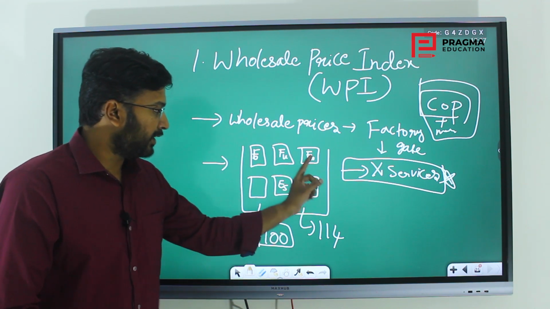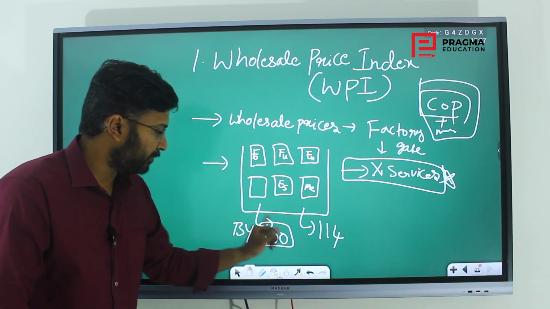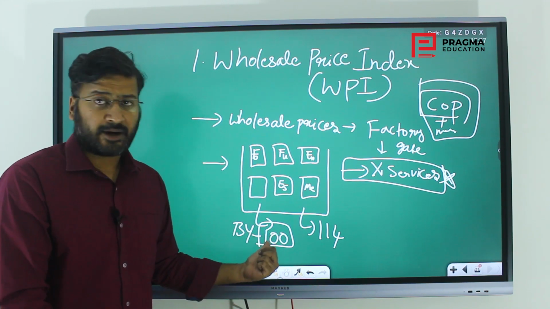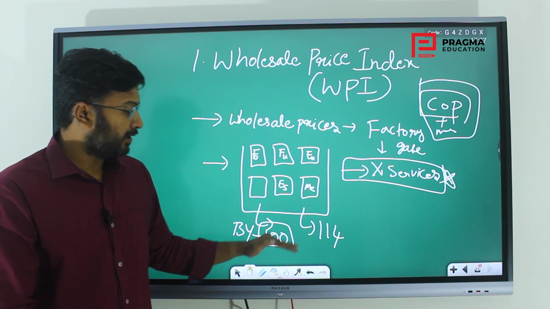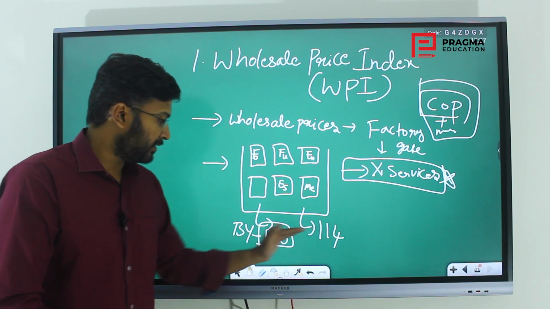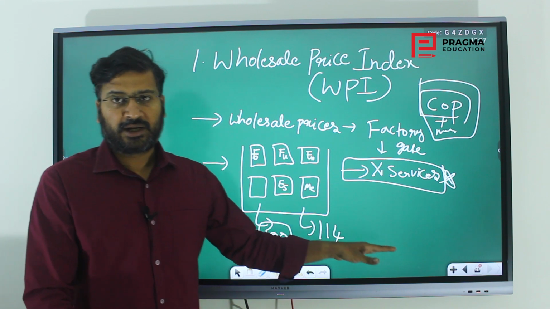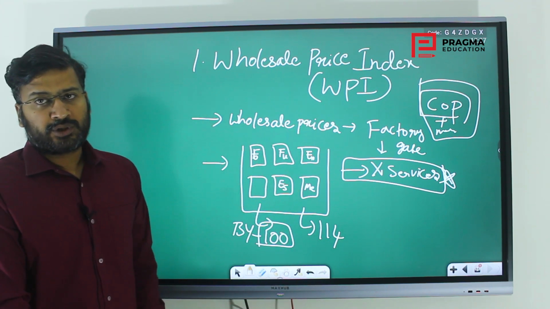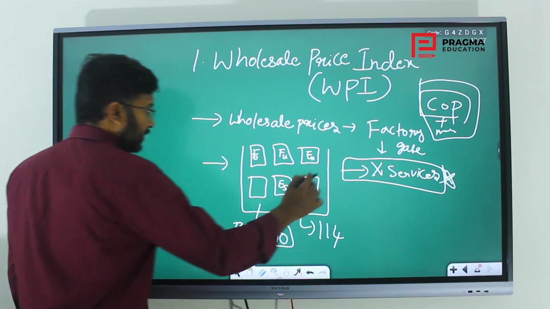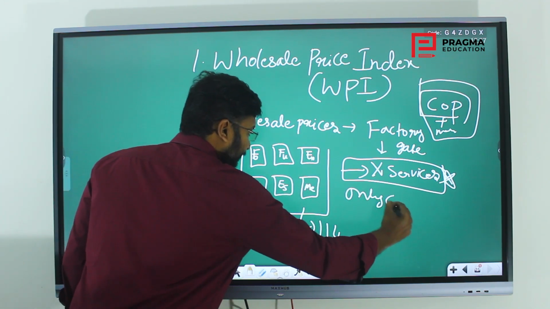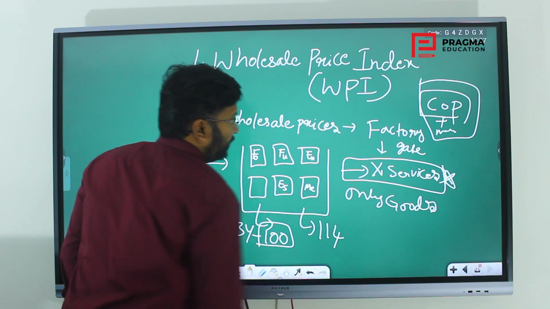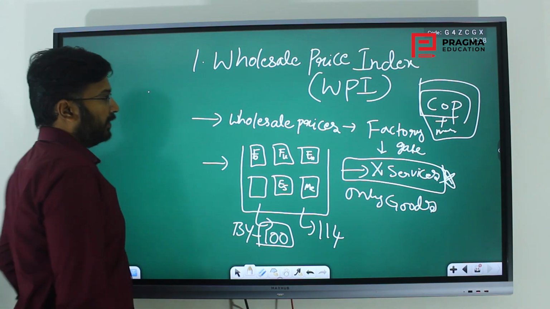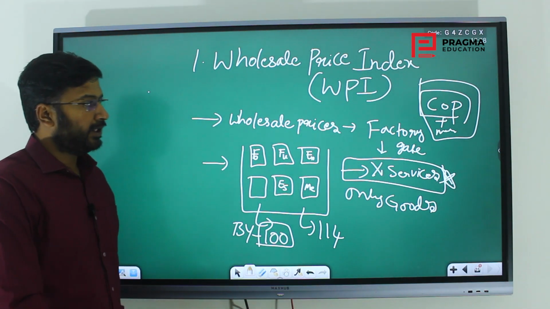So this is what an index means. An index is something that contains a group of things, and converts it into a measurable value, 1 or 100. So the base year they take as 100, and whatever the increase is, it is compared against this 100, so that we directly get the percentage increase. That is what an index is, and this is the wholesale price index. So it essentially covers only goods and not services.